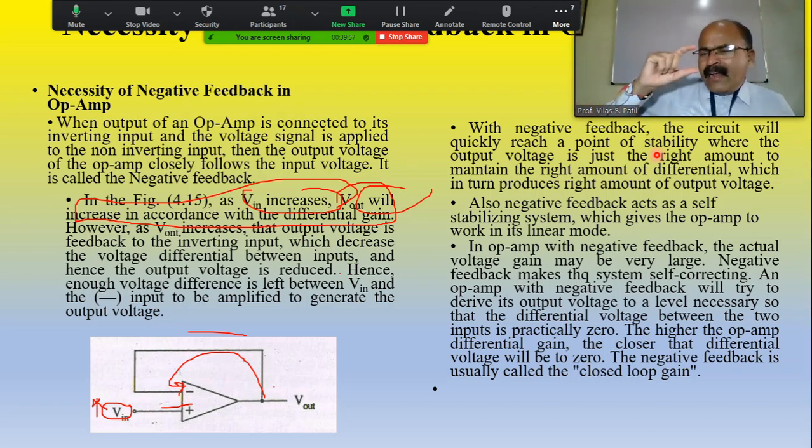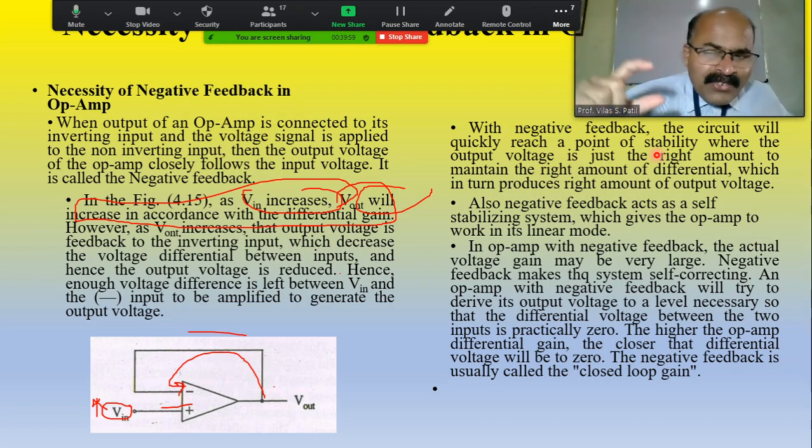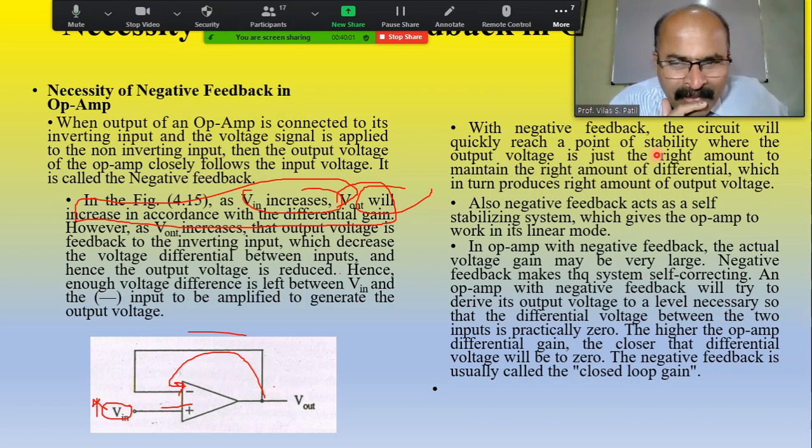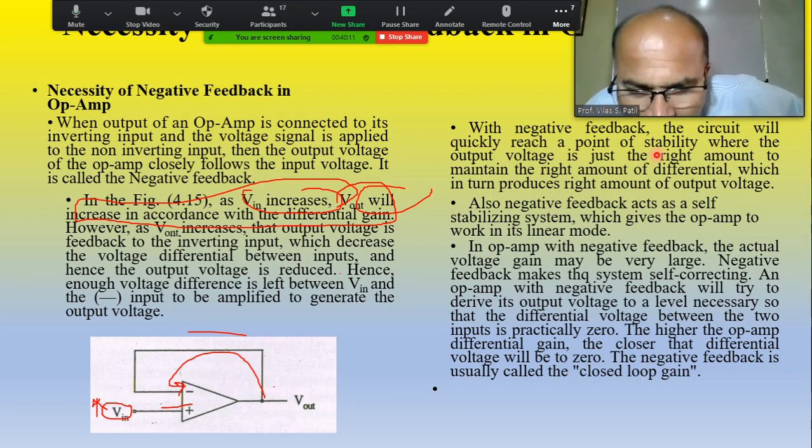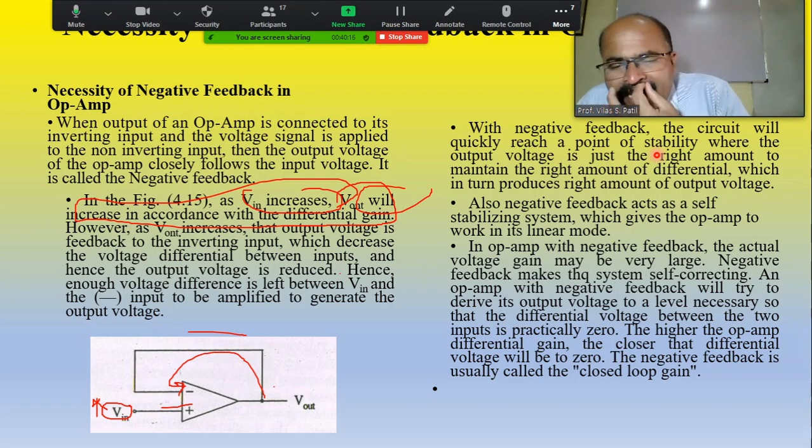Due to the rate, the right amount of difference will be present, which gives the right amount of amplification factor produced at V out. Also, negative feedback acts as a self-stabilizing system. That is stabilization. What is stabilization? That is, the output should be constant.